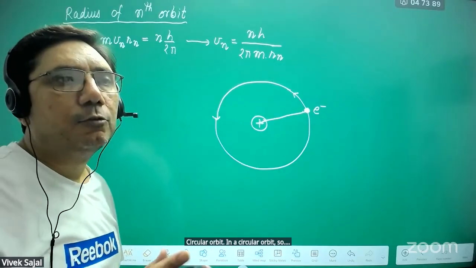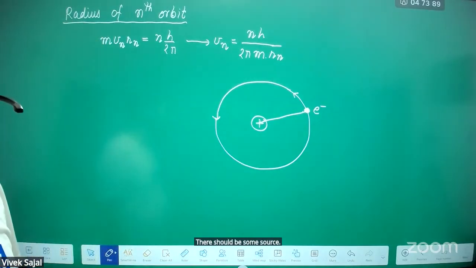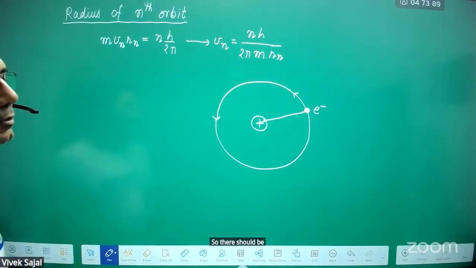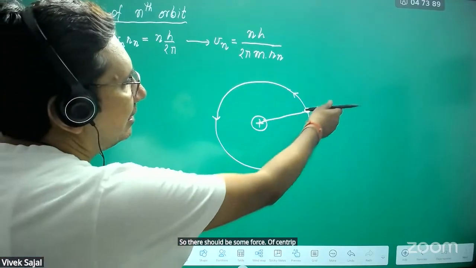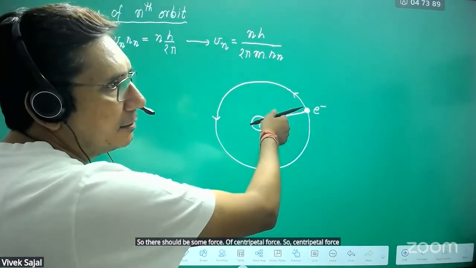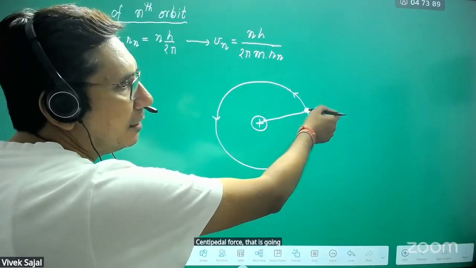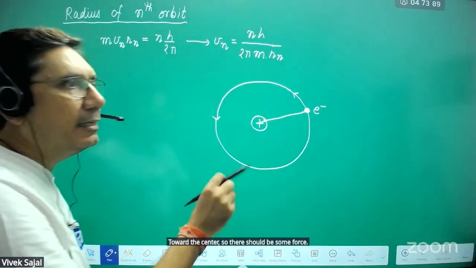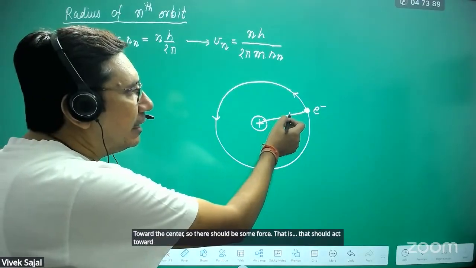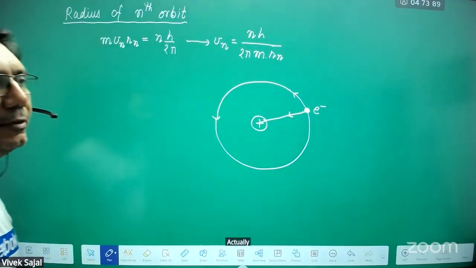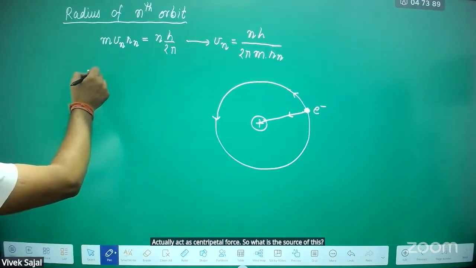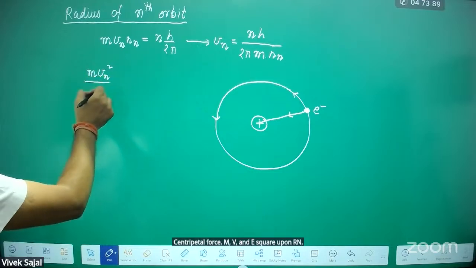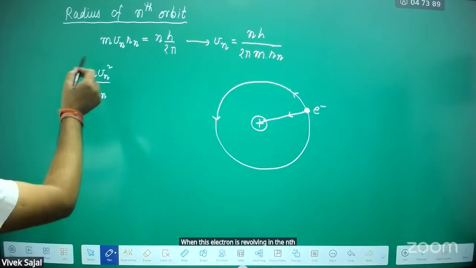there should be some source of centripetal force, a force that acts toward the center. When the electron is revolving, this force is going to act toward the center, and that force will act as the centripetal force. So what is the source of this centripetal force? m vn square upon rn, when this electron is revolving in the nth orbit, this will be the centripetal force.